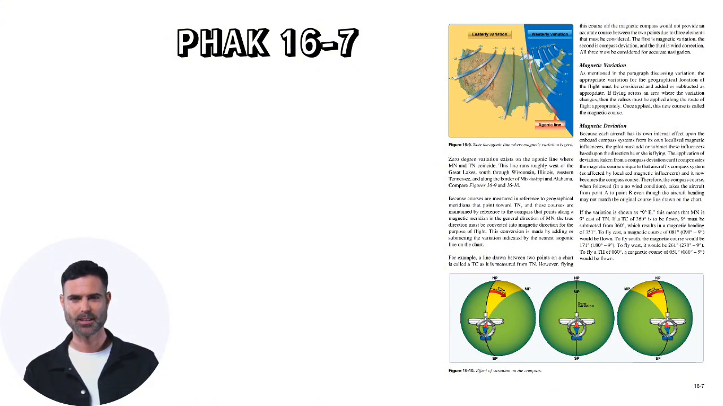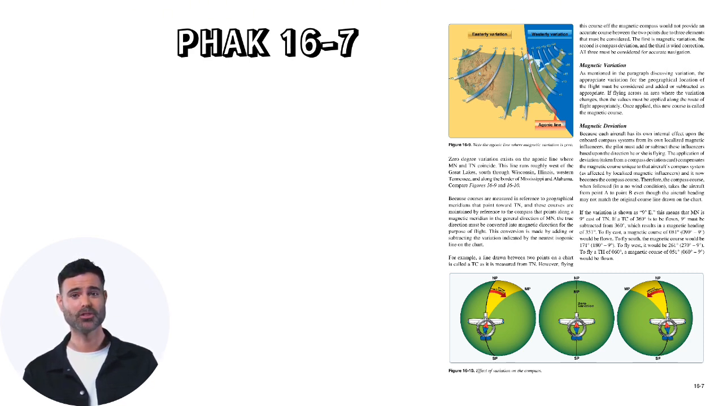0-degree variation exists on the agonic line where Mn and Tn coincide. This line runs roughly west of the Great Lakes, south through Wisconsin, Illinois, western Tennessee, and along the border of Mississippi and Alabama. Compare Figures 16.9 and 16.10.